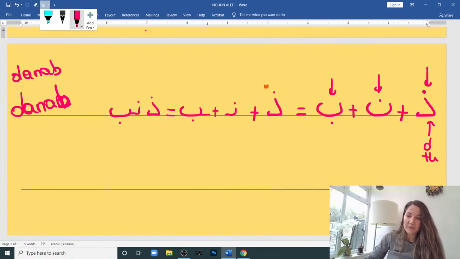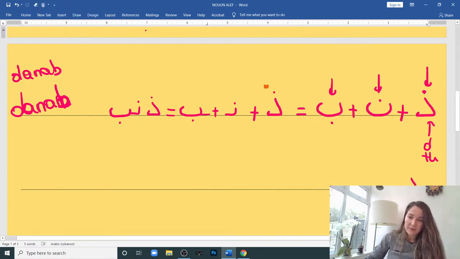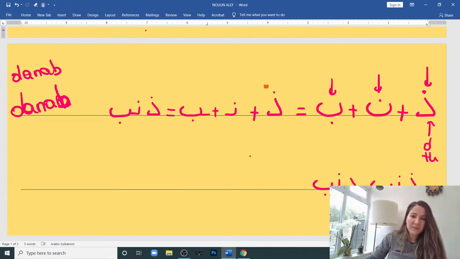Yalla. Practice with me. Dhanab or danab. I can write it without a dot. Let's write it once without a dot. Danab. I'm going to write it a little bit big for you guys to see. Da, na, b. Danab or dhanab.